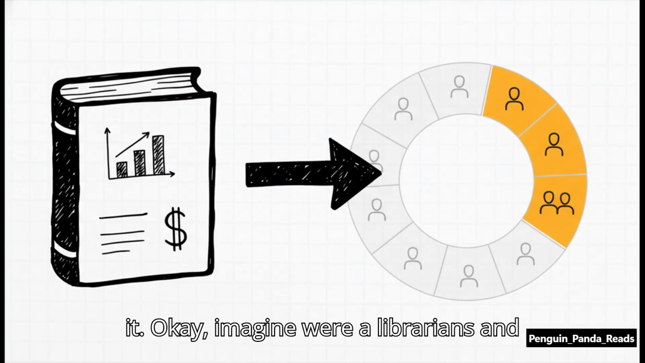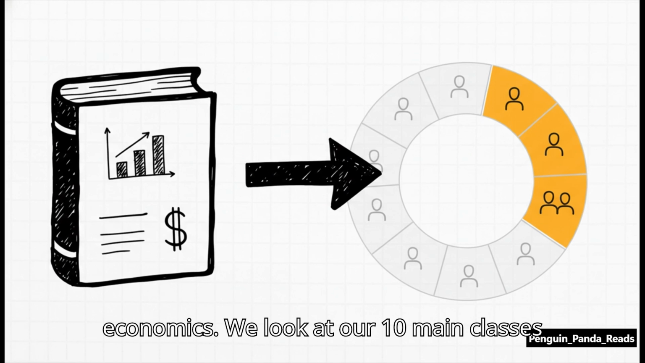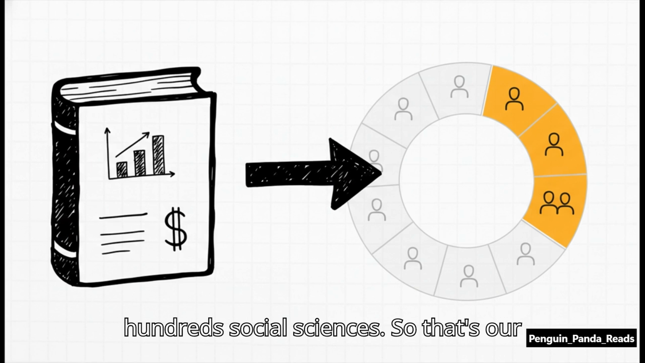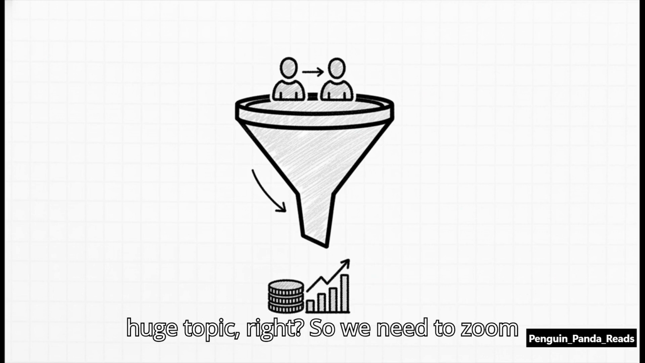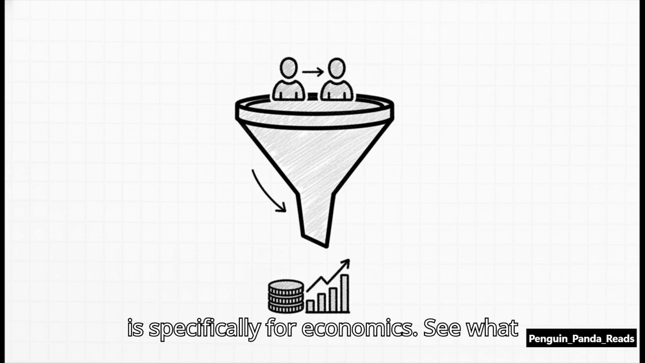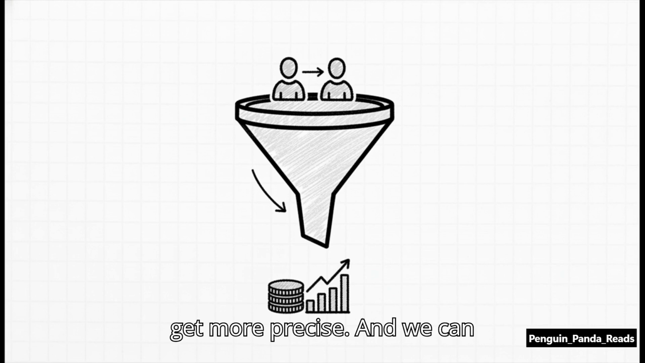Let's try it. Okay, imagine we're librarians, and we've got a new book on financial economics. We look at our 10 main classes, and it's pretty clear it belongs in the 300s, social sciences. So that's our starting point. But social sciences is a huge topic, right? So we need to zoom in. Within the 300s, the number 330 is specifically for economics. See what happened? We just added one more digit to get more precise.